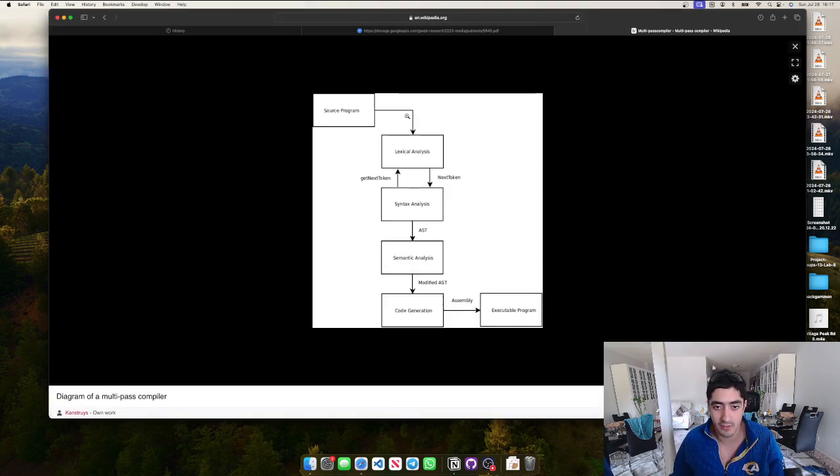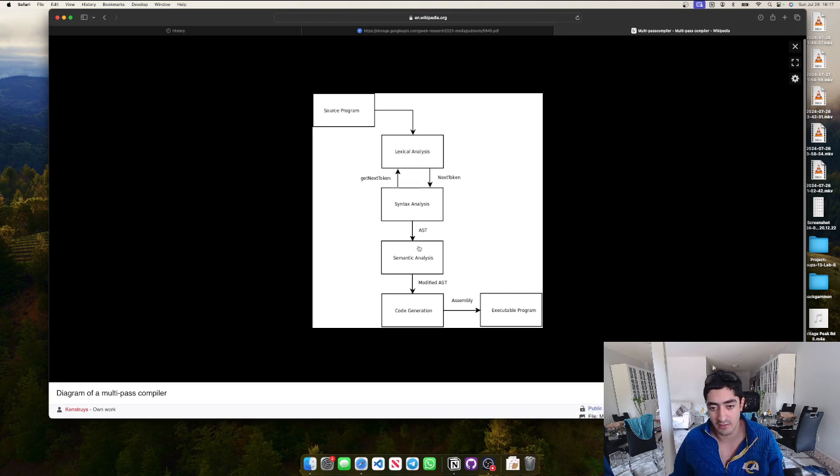So, source program, lexical analysis, syntax analysis. You get your abstract syntax tree, you get your semantic analysis, you get your modified AST, and you move from code generation to assembly, and then you go from that to your executable program.